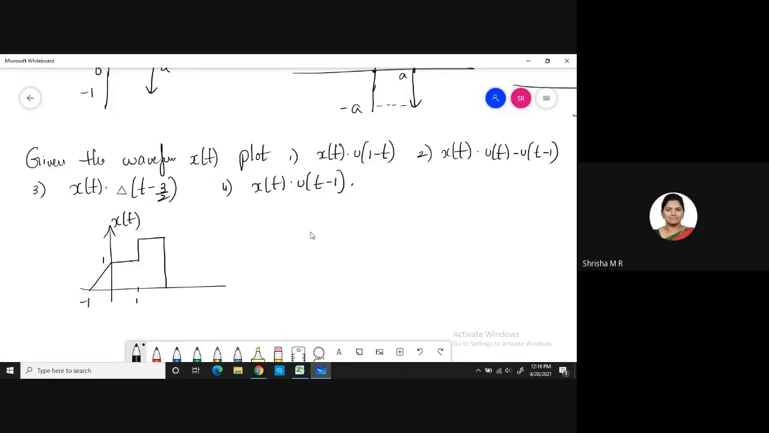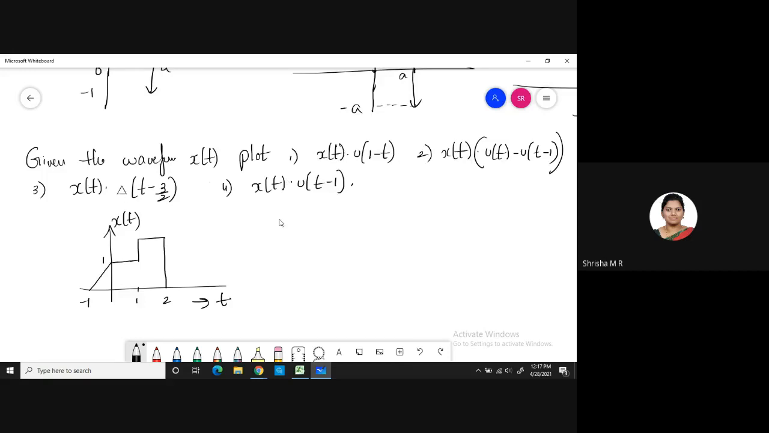Okay, so this is instance 1, instance 2, this is your time scale t. So you have been given with x of t in this question and you have to plot 4 different types of waveforms. Okay, x of t into u of 1 minus t, this is the first waveform which you have to plot. Then you have to plot x of t into u of t minus u of t minus 1. Then x of t into delta t minus 3 by 2 and x of t into u of t minus 1. Okay, given a waveform, so you have to plot the multiplications of these.